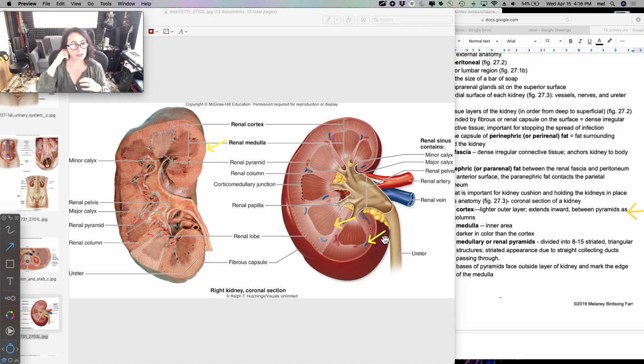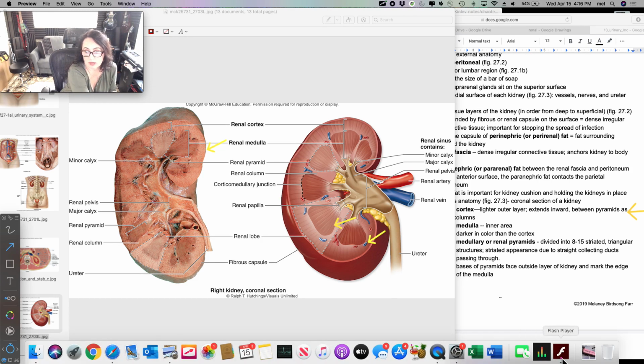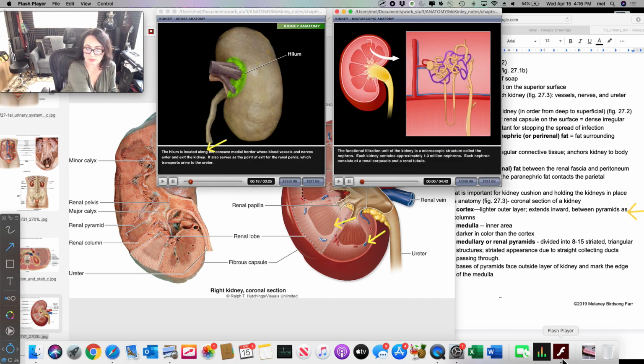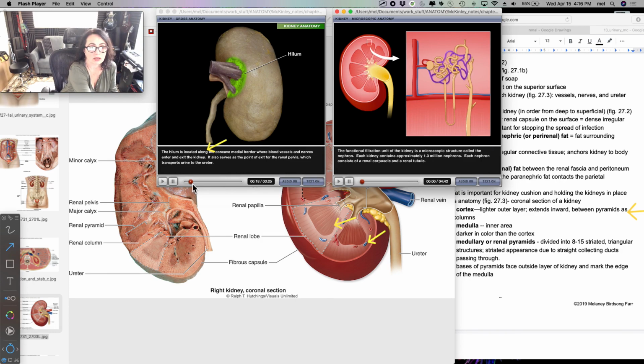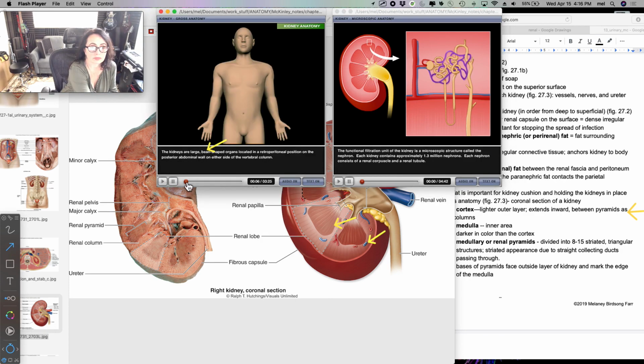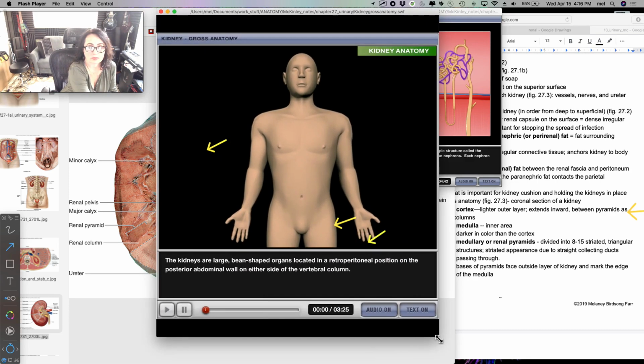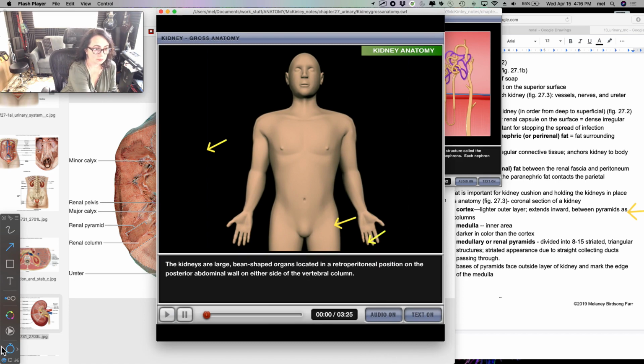Okay, so I'm going to show you guys a little animation that just introduces you to the gross anatomy of the kidney. And while I do that, I'll try to get my mouse working. Okay. Get out of there, arrows. Okay, you could just stay there.